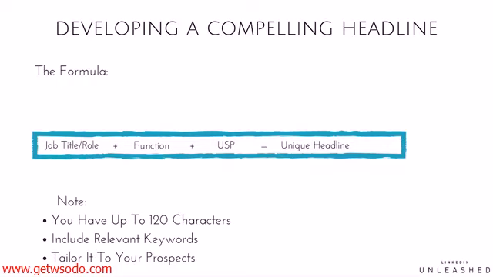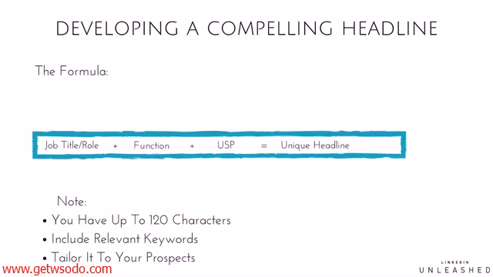I know it can be difficult, and sometimes it's gonna just be similar to somebody's out there because you've only got 120 characters. So I know that's hard, but please try and personalize it to yourself as much as possible. That's why I put the formula in here. So the formula is as follows: having your job title or role plus the function plus a USP is going to equal your unique headline.